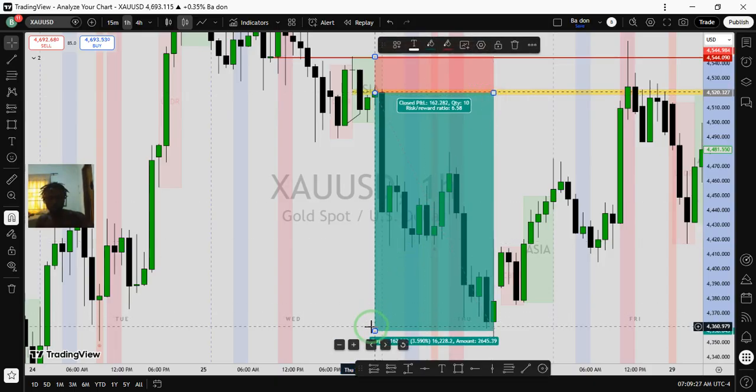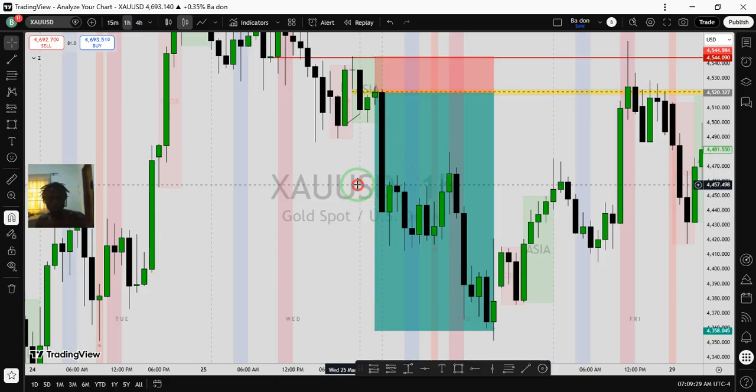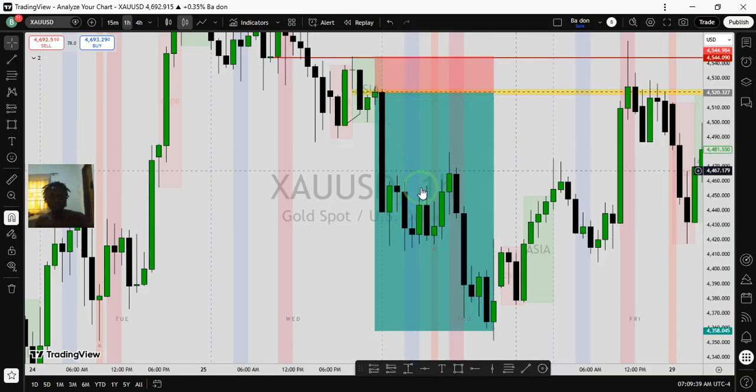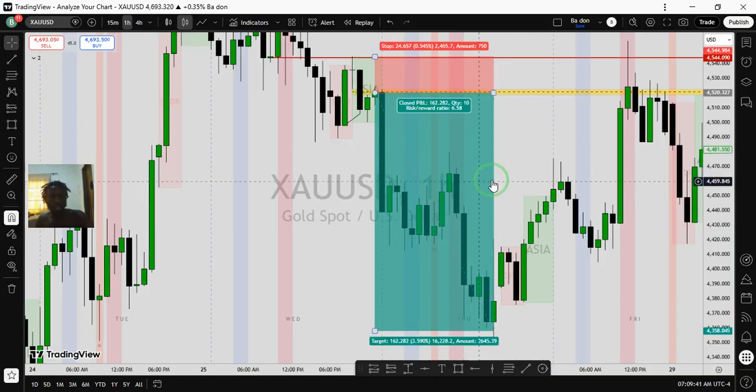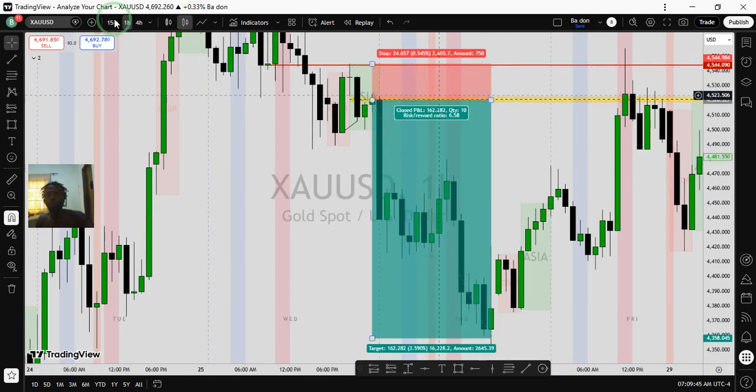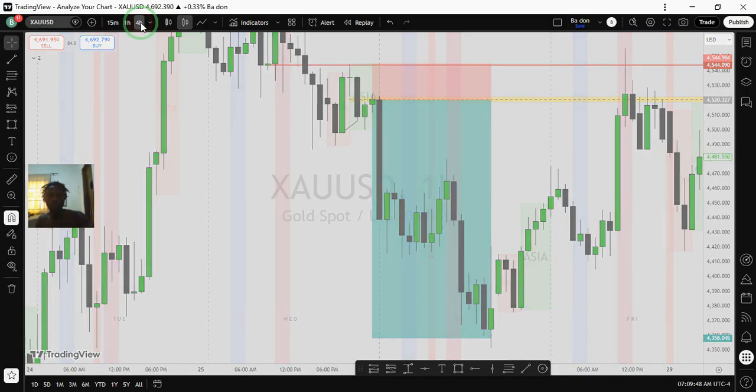Probably almost 1 to 7, I think, and it was a beautiful trade. You can see that. So let's go back to the 4 hour time frame and see if we can get another one.